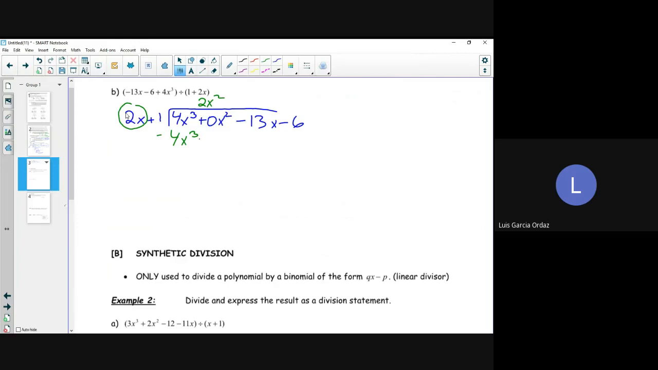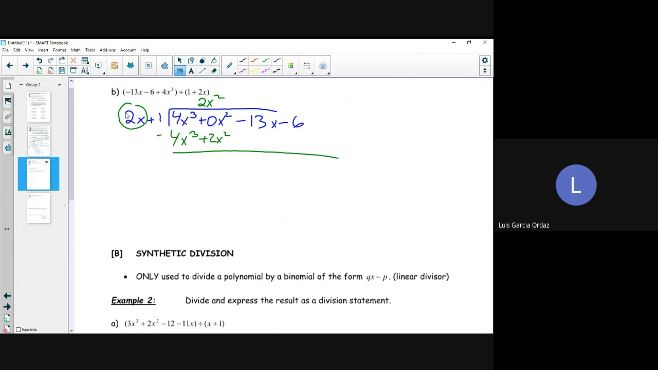This is why that 0x squared is important, so you don't mess it up. Because if you had that negative 13x next, some people would be like, oh, how do I subtract this? Because that place value isn't there. Okay?